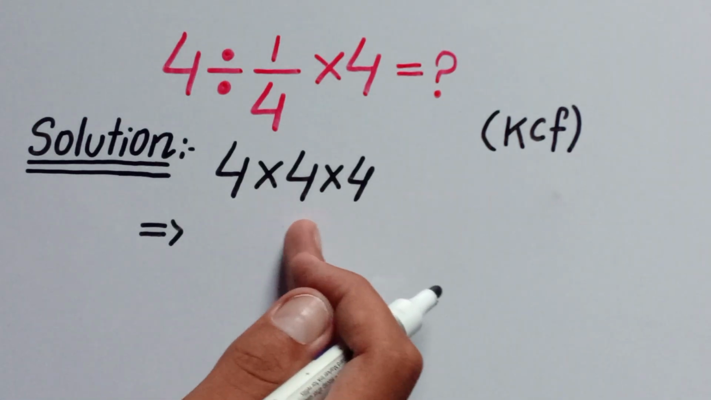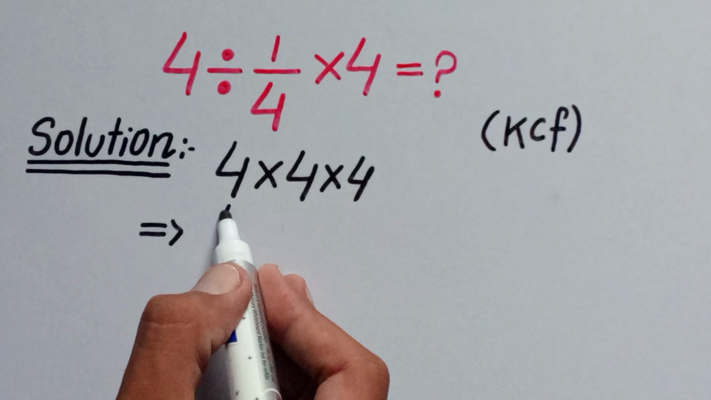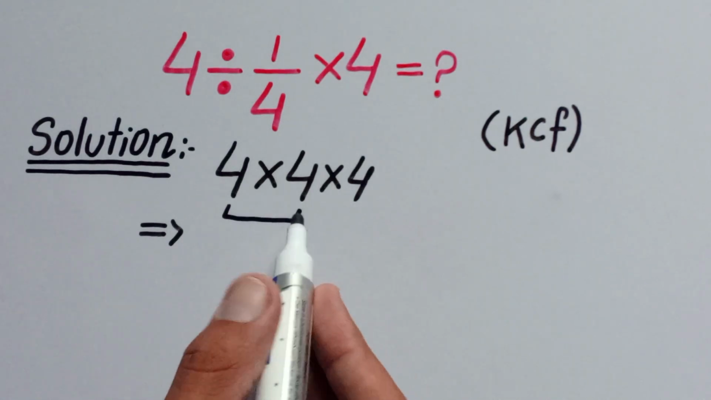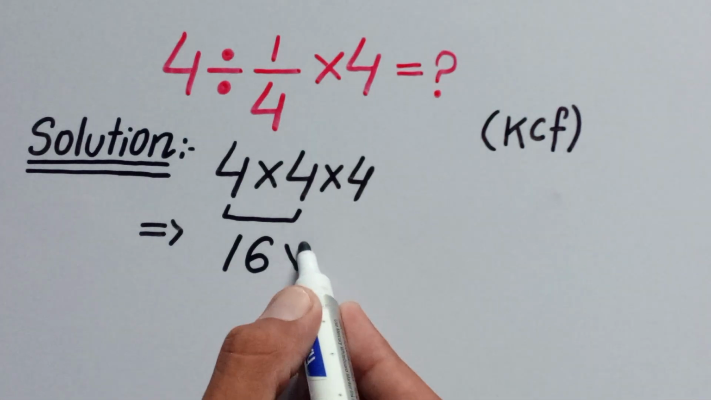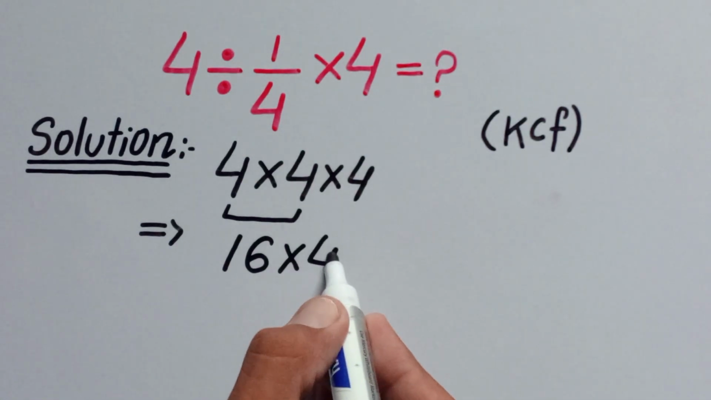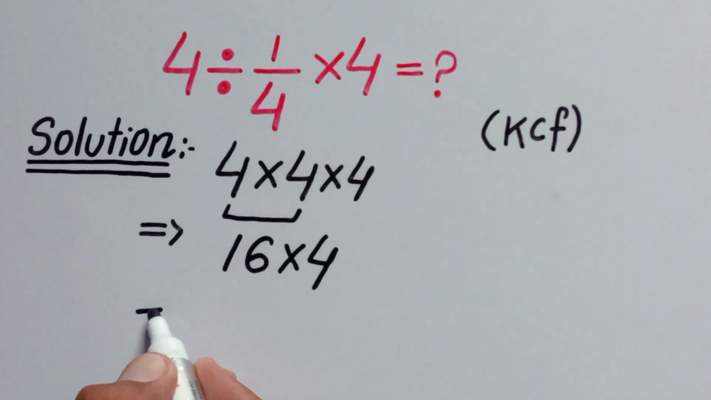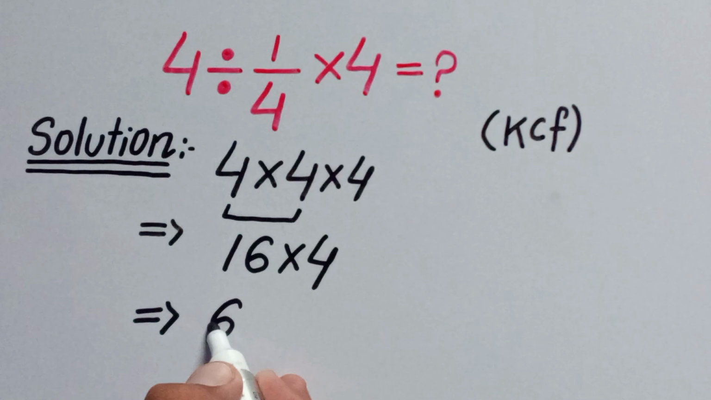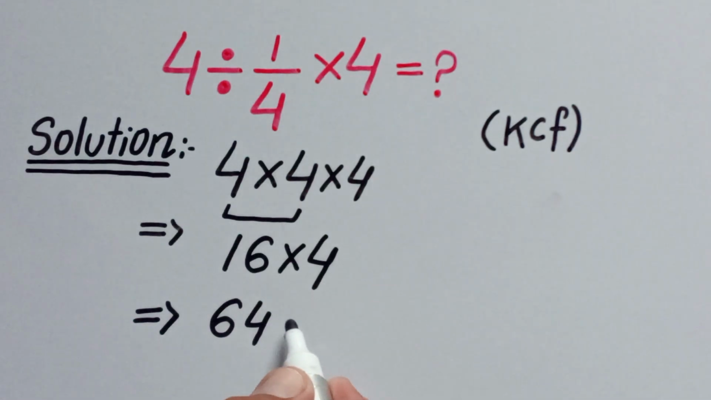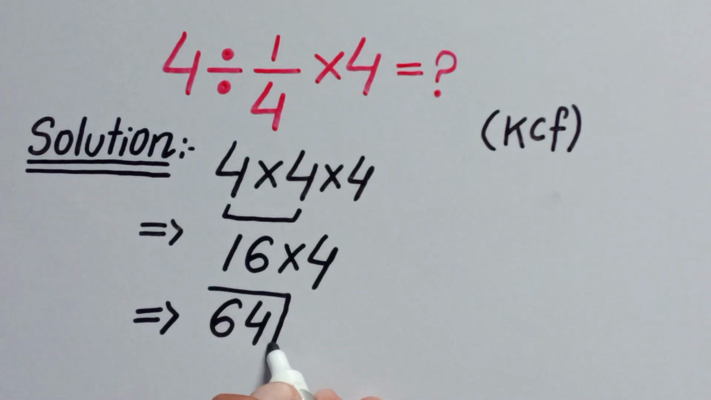Okay guys, now we can follow this from left to right. So 4 times 4 is equal to 16, times 4. 16 times 4, guys, is finally equal to 64. This is the final answer of this expression.